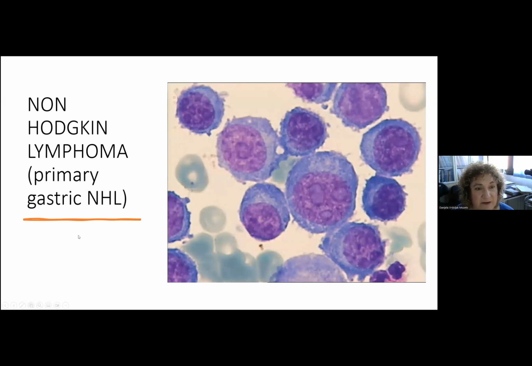Really rare, but sometimes you can observe non-Hodgkin lymphoma. This was primary gastric non-Hodgkin lymphoma. You can see here atypical high-grade lymphoid cells.